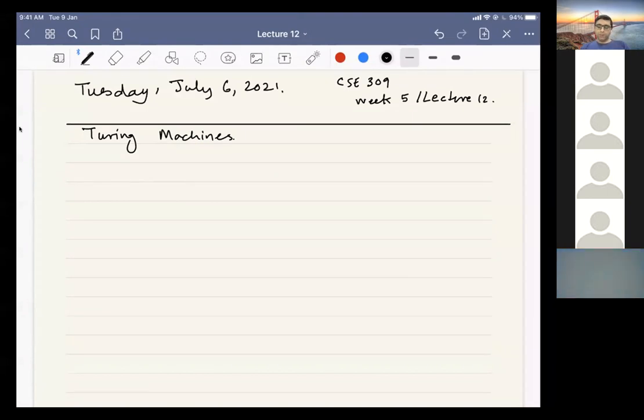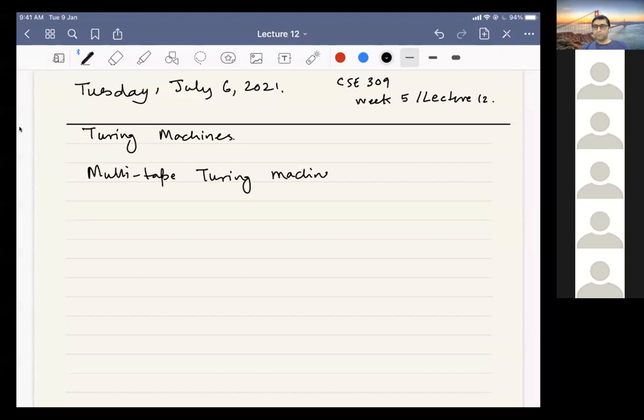So last time we talked about multi-tape Turing machines. Any questions from that part? Do you have any questions? Sir, for the multi-tape Turing machine, how will we write the configurations?